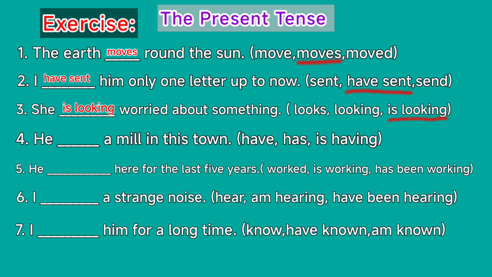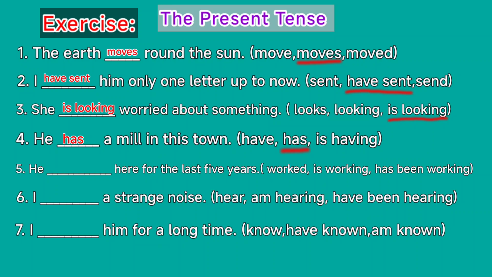The next question: he dash a mill in this town. Have, has, is having. Is having, present continuous, goes with a kind of actions which are involved in a physical activity. But here there is no physical activity involved, and it is just a possession state, a status of having something. For that we can use has. I have a pen. She has a pen. They have some properties, belongingness. So has is suitable because he is the third person singular.